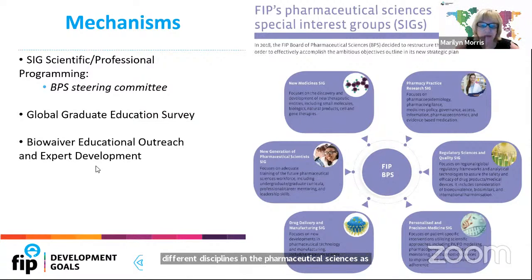As well, we have a new generation of pharmaceutical scientists made up really of graduate students in the pharmaceutical sciences and in pharmacy. We have recently established a BPS steering committee, and this committee really focuses on communication as well as scientific and professional programming to address this developmental goal. 2 other initiatives include our Global Graduate Education Survey, which has been implemented in July, and the Waiver Educational Outreach and Expert Development Program. And I'll talk more about these 2 latter initiatives.